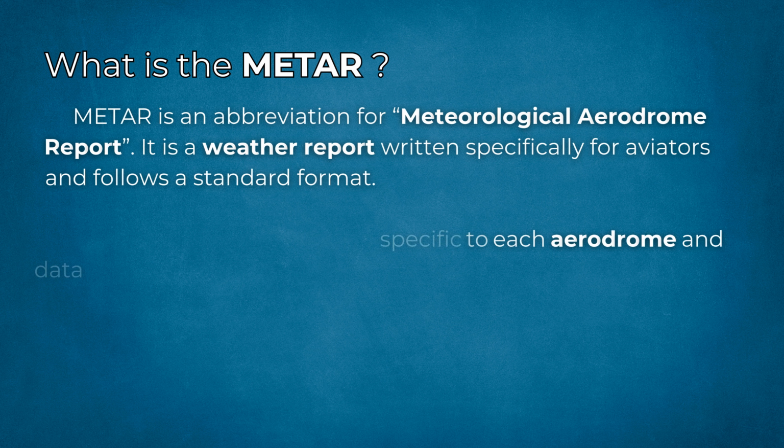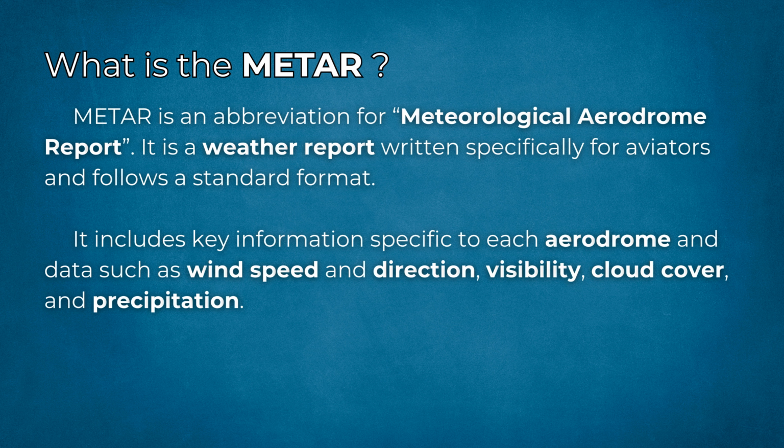METAR is an abbreviation for Meteorological Aerodrome Report. It is a weather report written specifically for aviators and follows a standard format. It includes key information specific to each aerodrome and data such as wind speed and direction, visibility, cloud cover, and precipitation. A METAR usually looks something like this.